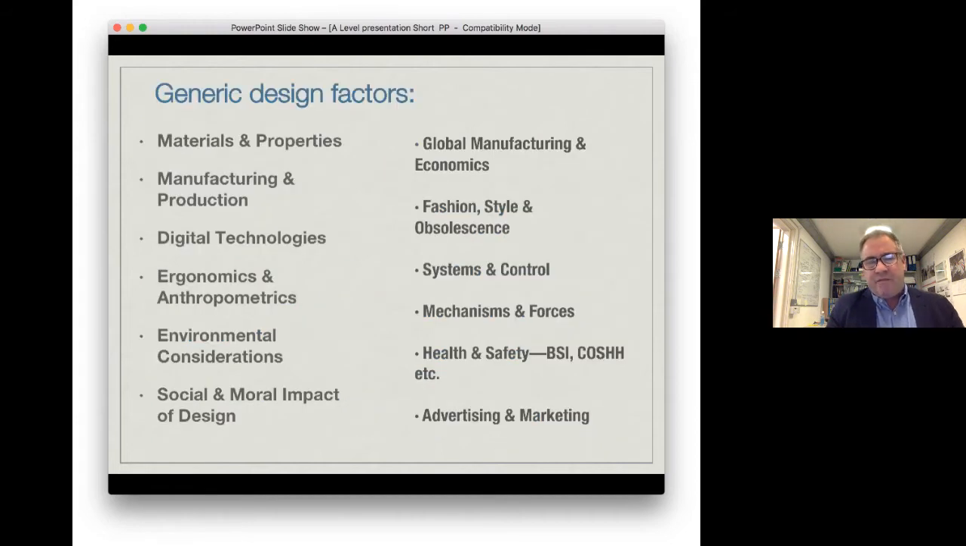Here are the generic design factors. Now this, knowledge-wise, at A-level takes you into basically what makes the global economy go round. There's materials and properties, manufacturing and production, digital technologies, ergonomics and anthropometrics, environmental considerations, very big in the news at the minute, social and moral impacts of design, global manufacturing and economics, fashion, style and obsolescence, systems and control, mechanisms and forces, health and safety, and advertising and marketing. Quite a package of knowledge wherever you're heading for post A level.